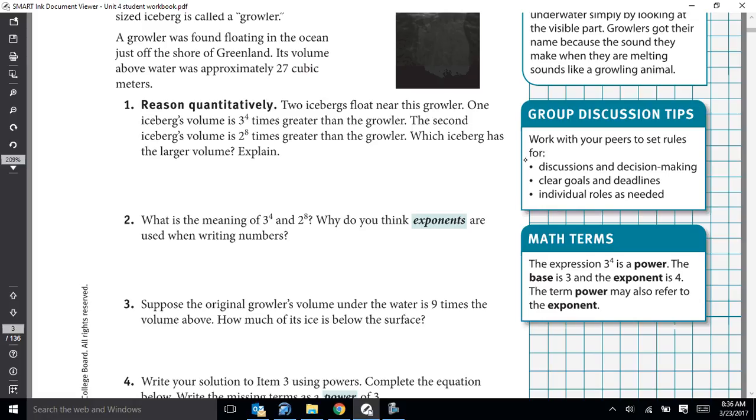So we have 2 icebergs floating near the growler. One iceberg's volume is 3 to the 4th times greater than the growler. The second iceberg is 2 to the 8th times greater than the growler. Which iceberg has the larger volume? And explain. And we'll look at that together as a class.